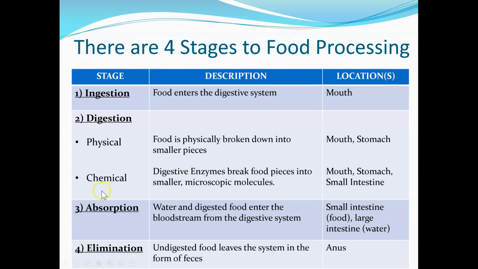And these chemical enzymes, or digestive enzymes, are located in your mouth, your stomach, and your small intestine as well. And then we have absorption, which is where later on in the intestines, water and digested food enter into the bloodstream. This happens at the small intestine. The food enters into the bloodstream, and the water basically remains and is reabsorbed in the large intestine.